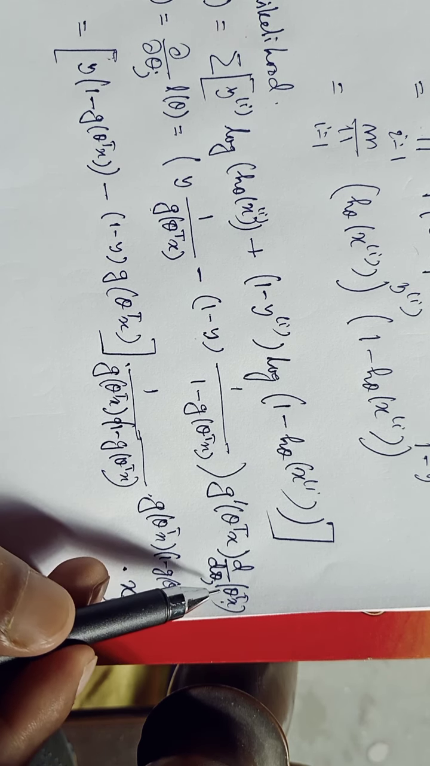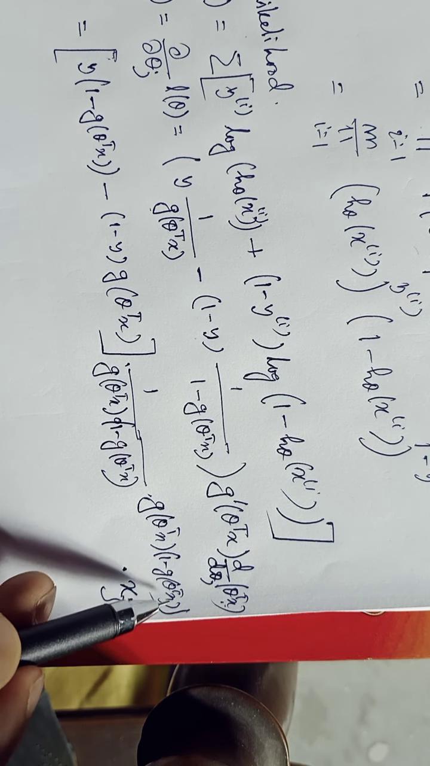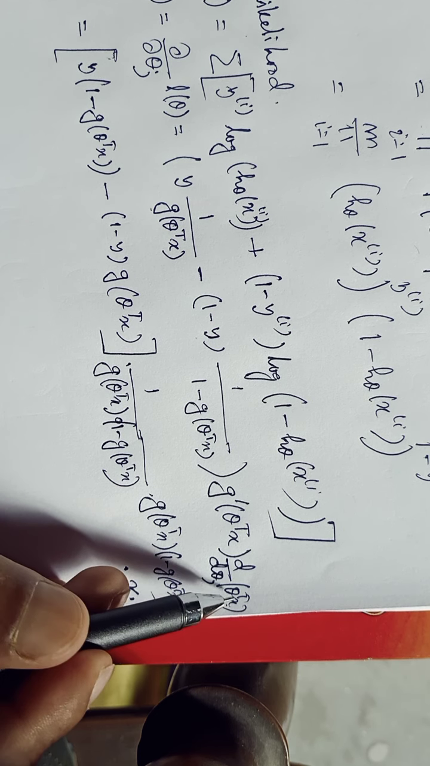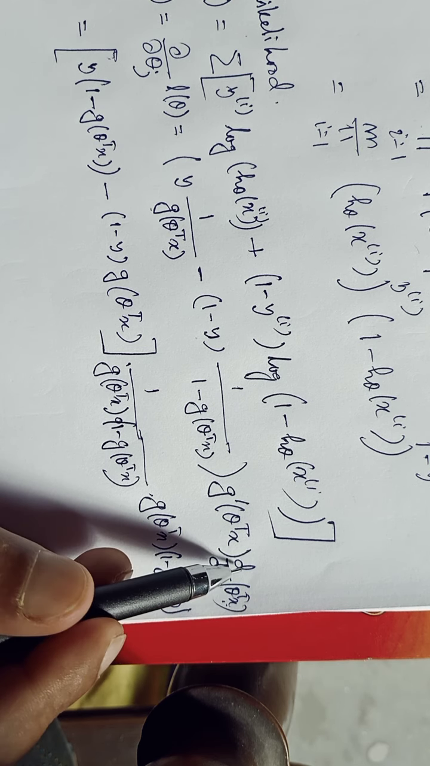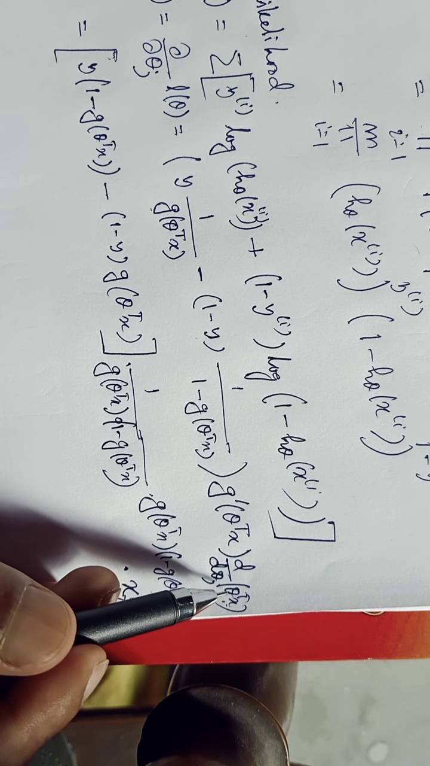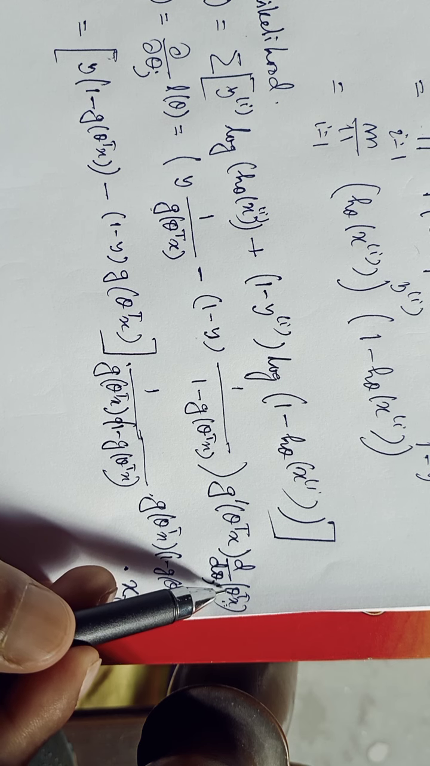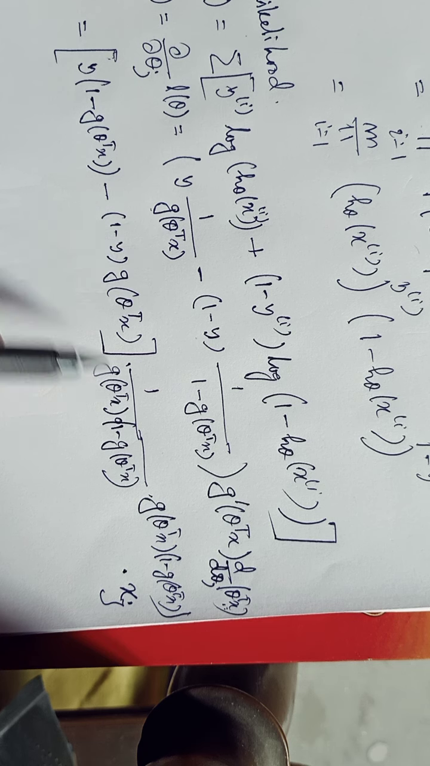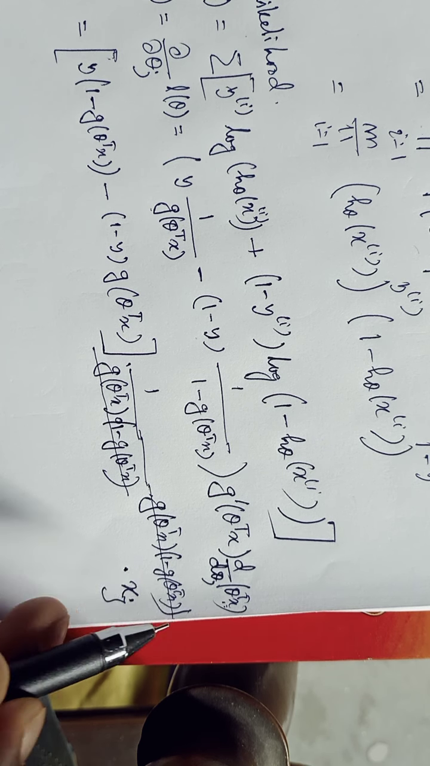Because for all other x, you see, theta transpose x means theta 1 x1, theta 2 x2, theta 3 x3, dot dot theta j xj. So except theta j, all other values are 0. So d/d theta j of theta 1 is 0, d/d theta j of theta 2 is 0. Similarly, only one value will be equal to xj where the parameter is theta j. Therefore, from here we can get the derivative of this is equal to this one. So here these two values will be cancelled.